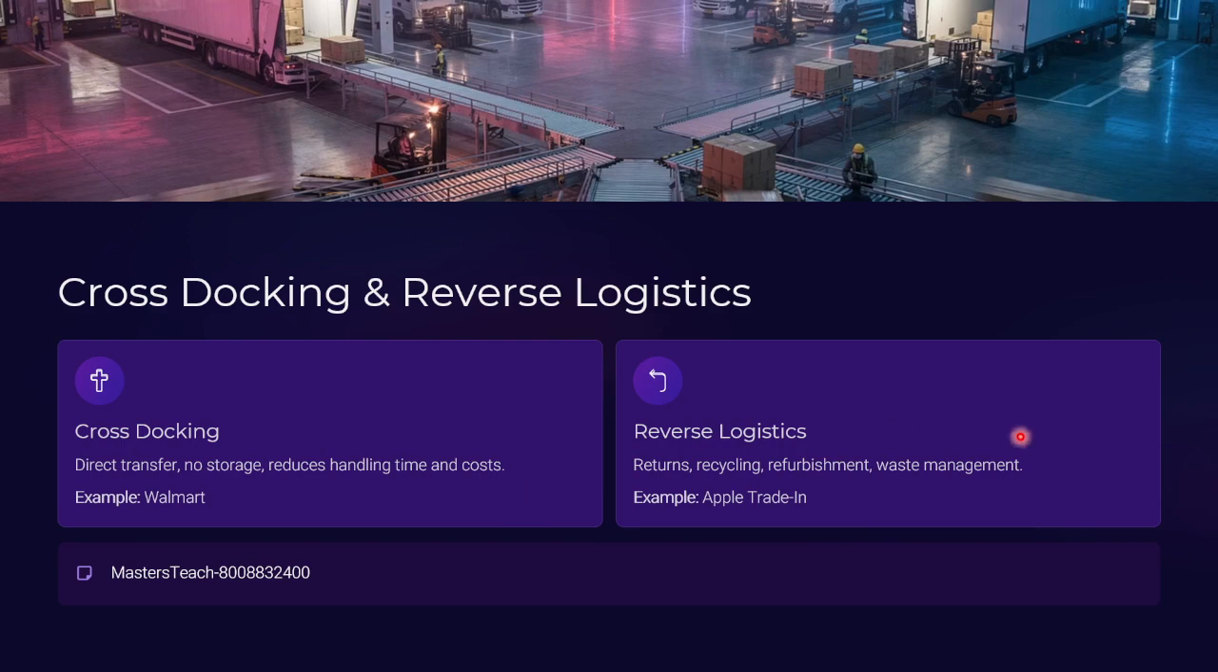Then reverse logistics. When the goods are returned, when the goods are for recycling purpose, refurbishment and waste management, this is called reverse logistics. So cross docking is a direct transfer, no storage, reducing handling time and cost, whereas reverse logistics includes return, recycling, refurbishment, and waste management. Example, Apple trade-in. Okay, this is the thing.